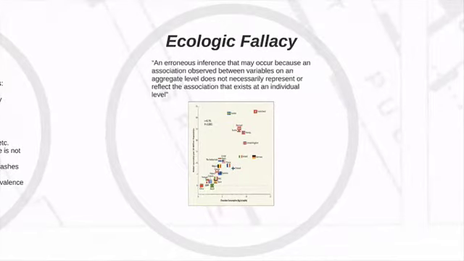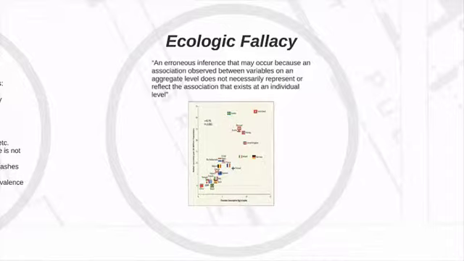I often joke that this is one of my favorite terms in epidemiology, ecologic fallacy. And this is an unfortunate outcome of some ecologic studies, and it's something to watch out for. An ecologic fallacy is an erroneous inference, so a wrong answer, that may occur because an association observed between individuals at an aggregate level does not necessarily represent or reflect an association that exists at an individual level.